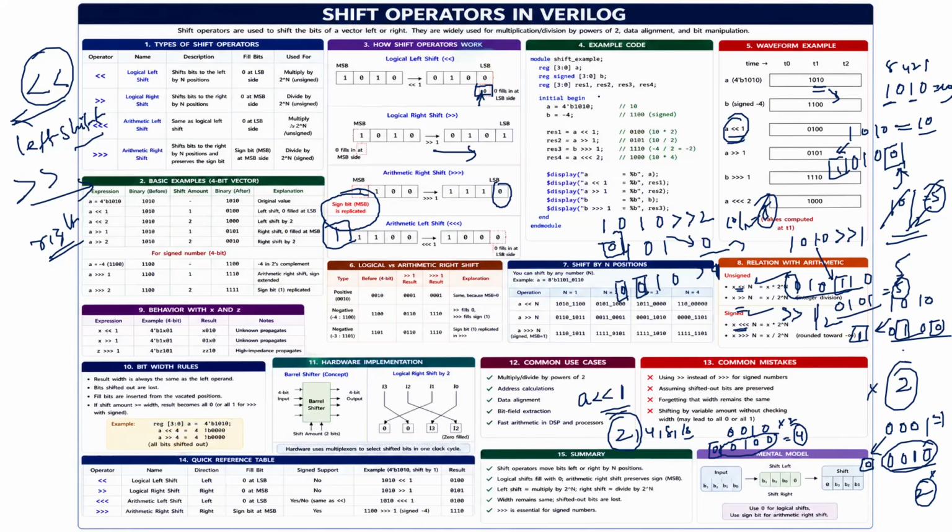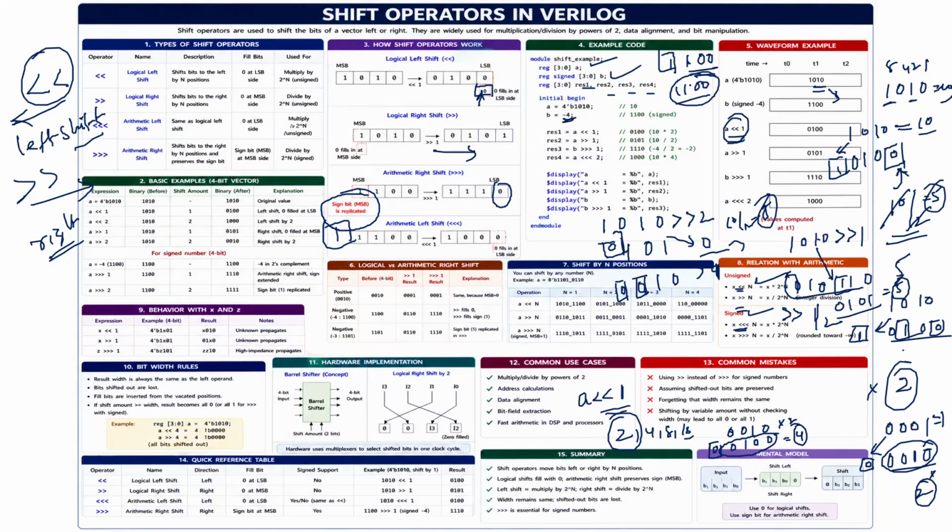This is the example condition we have considered. A value is 4 bit and B value is 4 bit, and the result 1, 2, 3, 4, 4 bits we are considering. Here minus 4. How are we representing minus 4? Since it is a negative value, the sign bit should be 1. Then 4 is 0, 1, 0, 0. Then 1, 1, 0, 0 is the minus 4 representation.